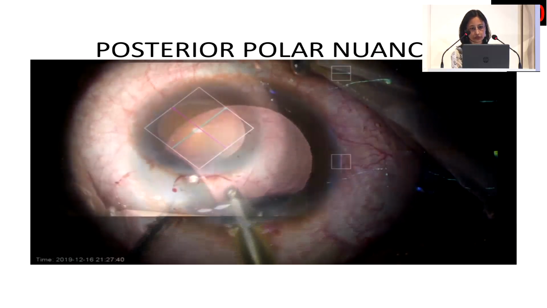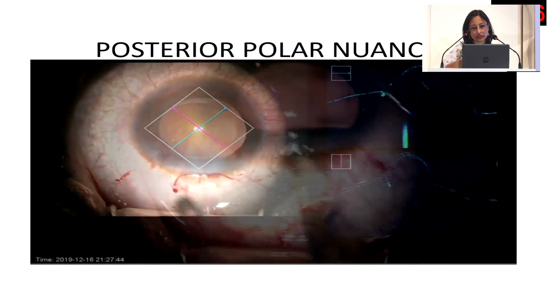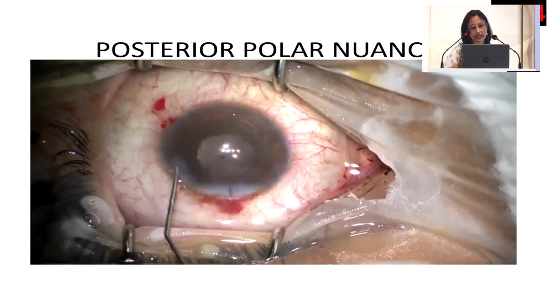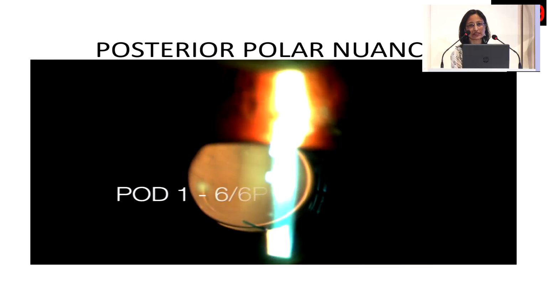Despite posterior capsule rupture, there's no vitreous herniation. The vitreous is there, but with an intact hyaloid. So there was no need for anterior vitrectomy. We implanted a 3-piece lens inside the sulcus.